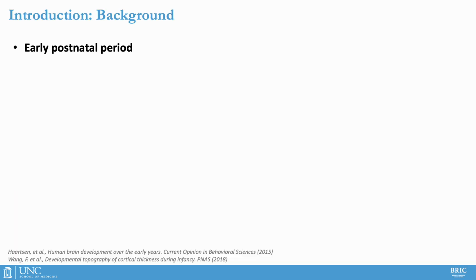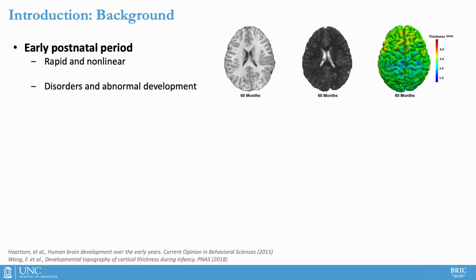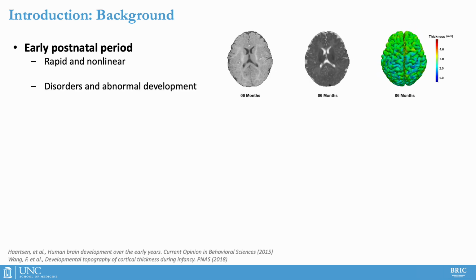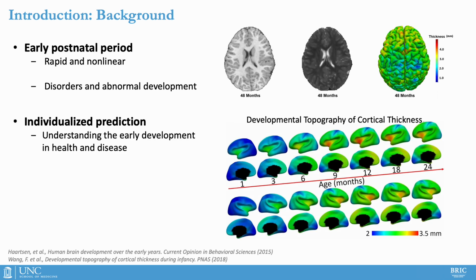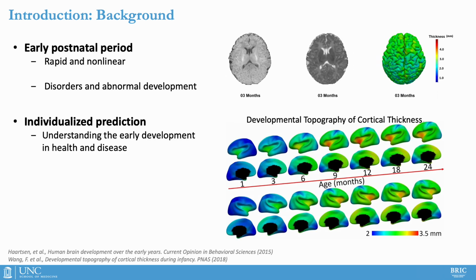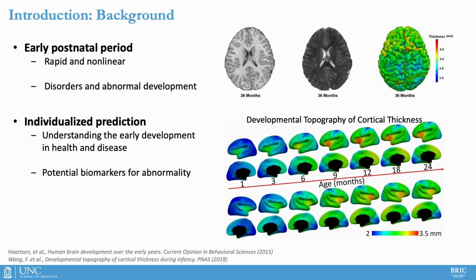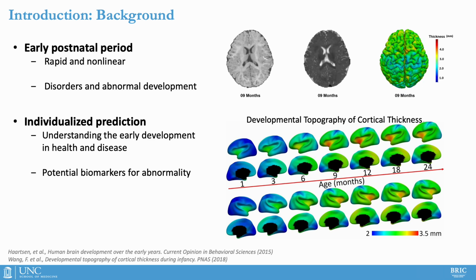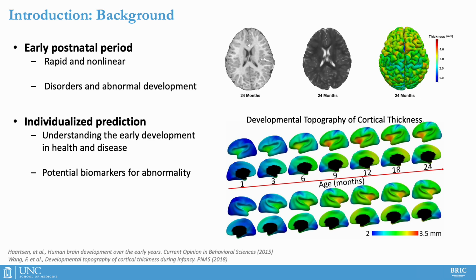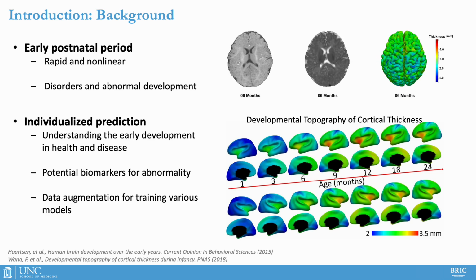Neurodevelopment is exceptionally dynamic and critical during the early postnatal period, as many neurodevelopmental disorders emerge from abnormal brain development during this stage. The modeling and prediction of individualized development is essential to understand the early developmental patterns in health and disease. The discrepancy between the real and predicted cortical surface could be considered as an index of a deviation from the normal developmental trajectory and may infer potential biomarkers for abnormal brain development. The prediction of typical development might be useful for data augmentation in training other foundation models.